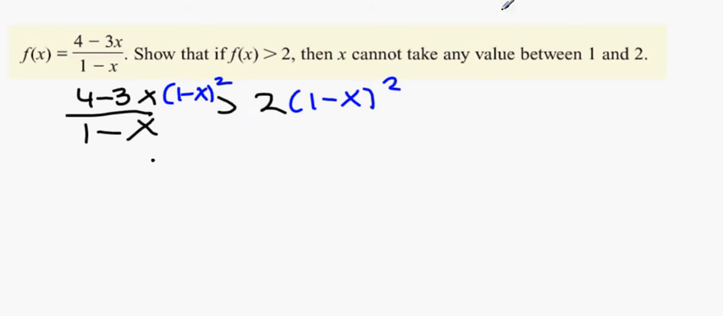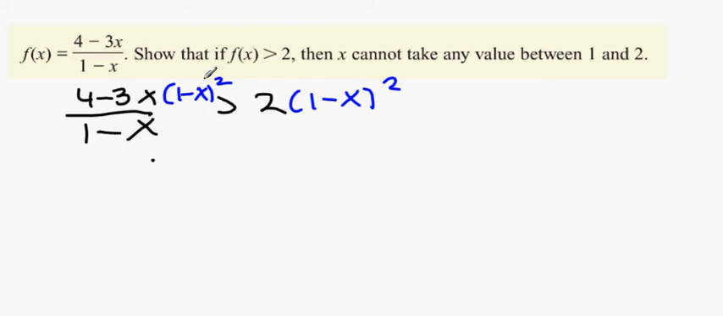So if you have 3 is greater than 2, you can multiply both sides by any positive number, such as 2, and you get 6 greater than 4. Basically, if you multiply both sides by a positive number, the inequality isn't affected. So by multiplying by (1 minus x) squared on both sides, you're guaranteed that the inequality isn't affected.